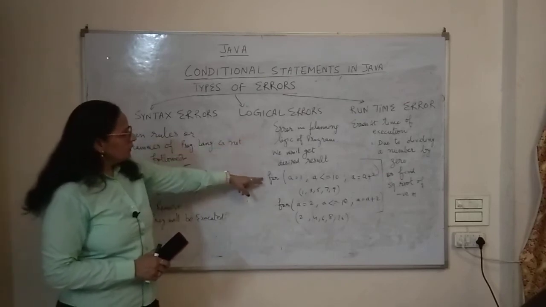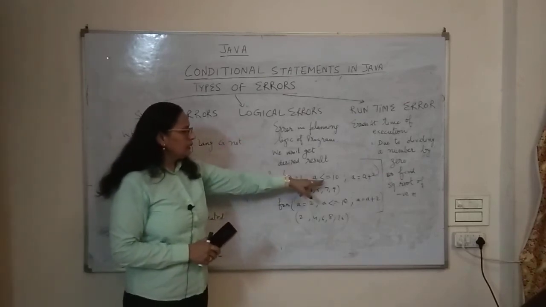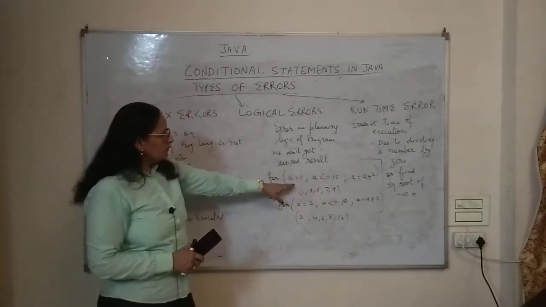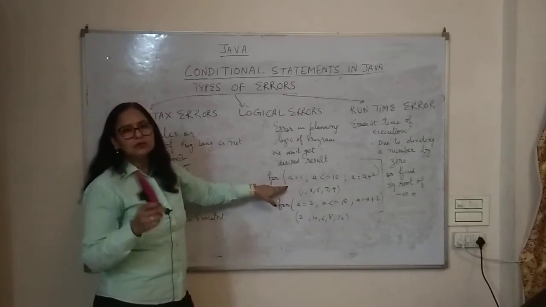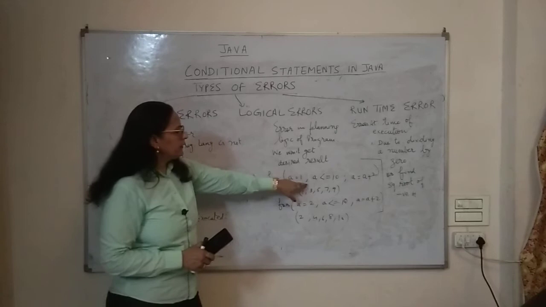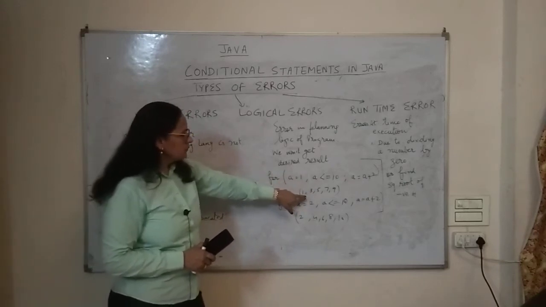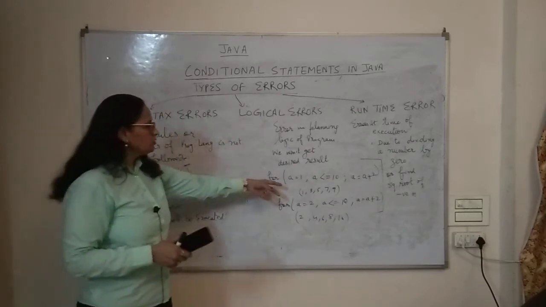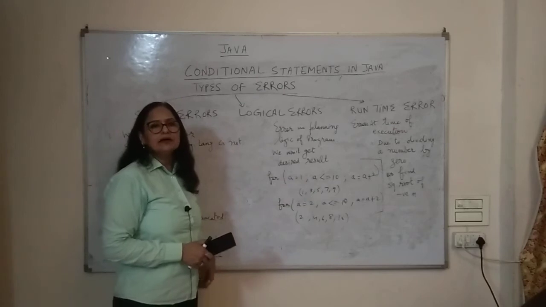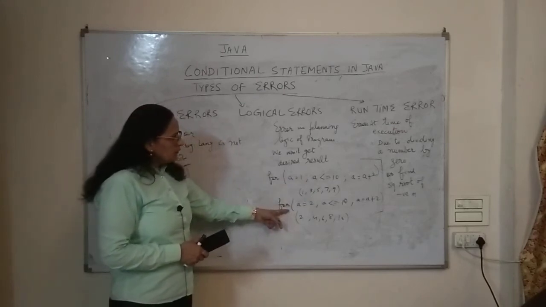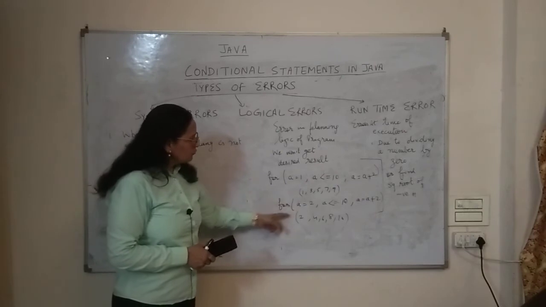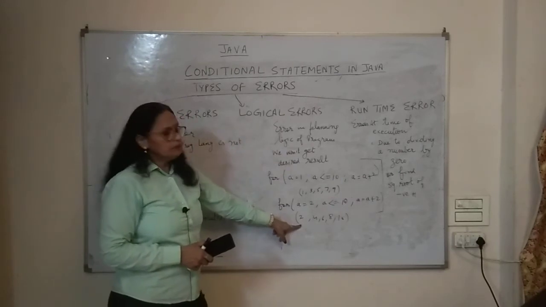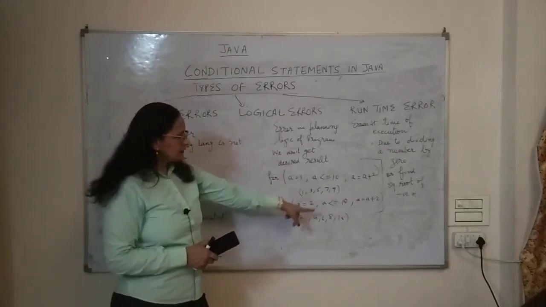So for example, if you have written for a = 1, a <= 10, a = a + 2, and you have written the output statement System.out.println(a), it is going to show you the numbers 1, 3, 5, these are the odd numbers, because in the logic we have given the logic to print the odd numbers. Second, if we have written for a = 2, a <= 10, a = a + 2, the answer will be the even numbers 2, 4, 6, 8 and 10.